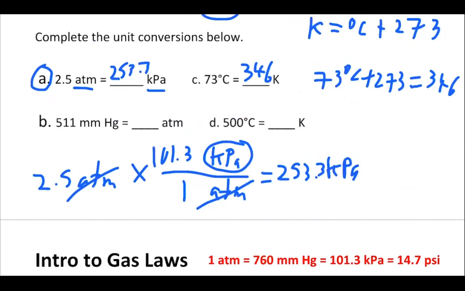There you have it. So go ahead and use those same models. Try those last two. Convert 511 millimeters of mercury into atmospheres, 500 degrees Celsius into Kelvin, if you have not done so already.